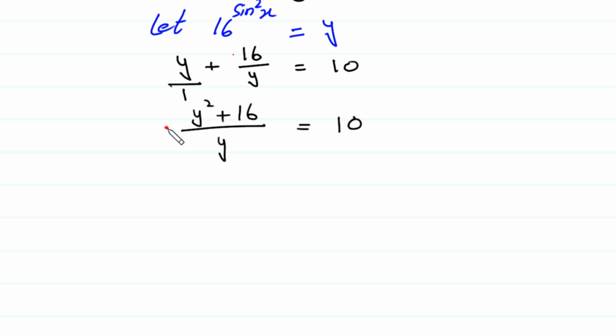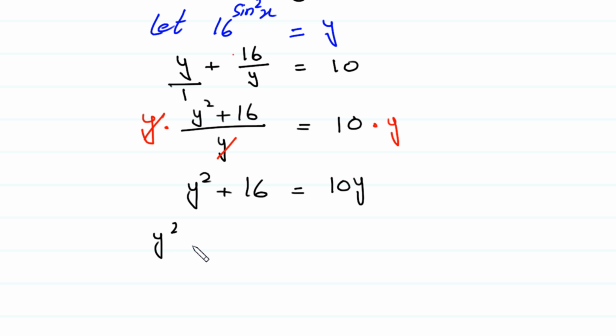Now we multiply both sides by y. At left side multiply by y and at right side multiply by y. This y will be cancelled with this y, and here left y square plus 16 is equal to 10 times y, 10y. Now we shift this 10y to the left side, and this equation becomes y square minus 10y plus 16 is equal to 0.